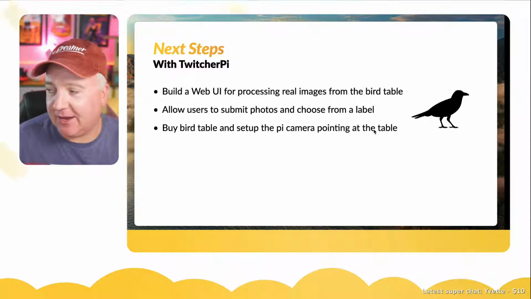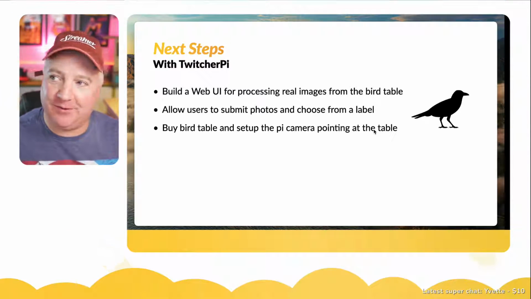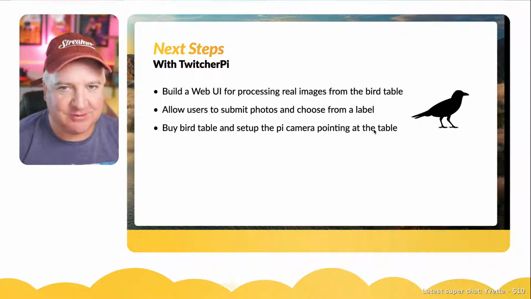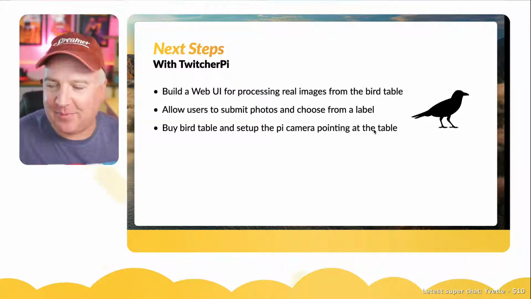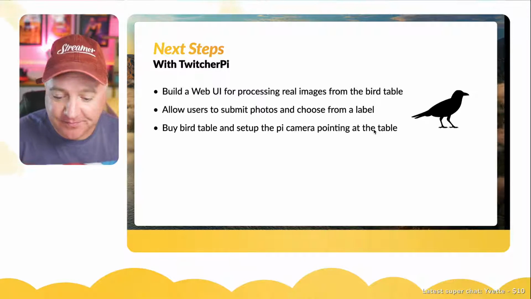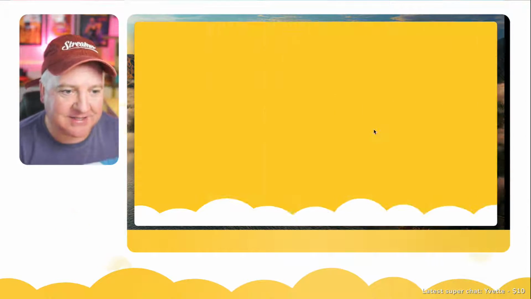And then I obviously need to buy a bird table. I haven't got one in my garden at the moment. I did have one, but we've rearranged the garden when we built this summer house. So I need to buy a new bird table, get a Pi camera pointing at it, which is quite convenient to do actually now. Pointing over there because that's where the window is. So that's what I need to do next.